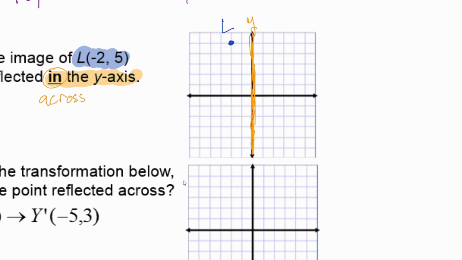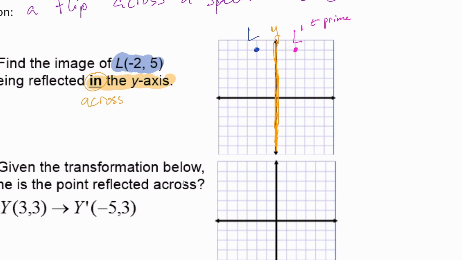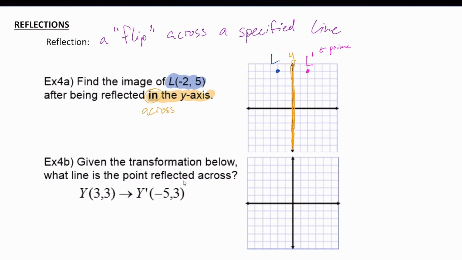Let's color that in. Oh, let's use some pink. I'm going to go right here. And this is now going to be a new point, which we call L prime. That little tick mark up top, we call that the prime symbol. So I've taken my point L and I've flipped it across my line. I've gone 2 away on the left and 2 away on the right. So I would be creating a perfect mirror image on either side of my line that was given to me. So I have successfully reflected L across the y-axis.